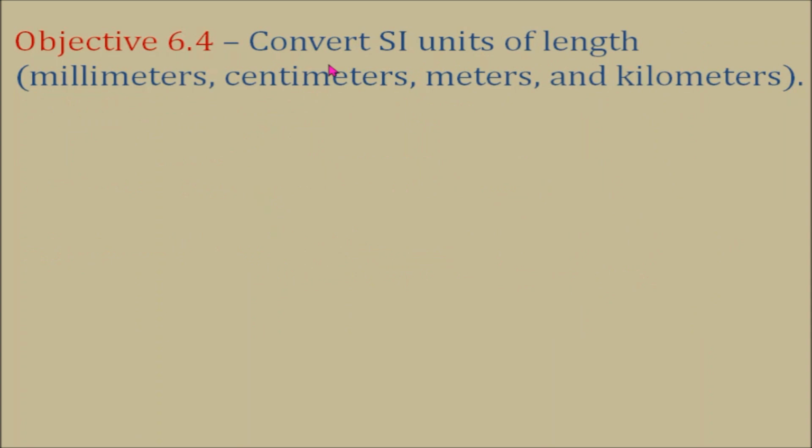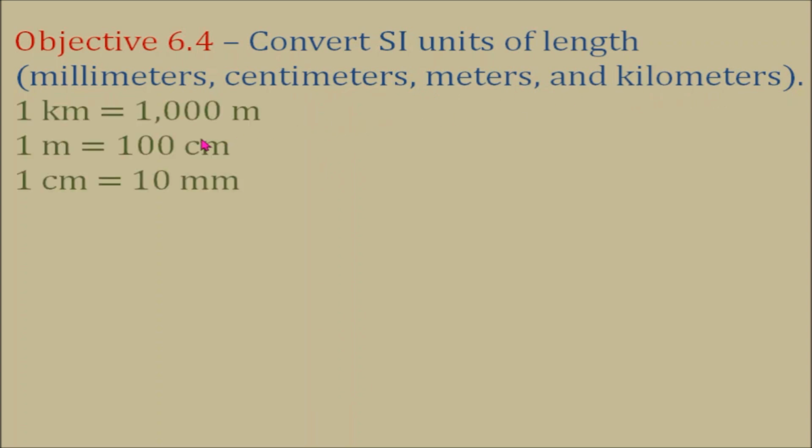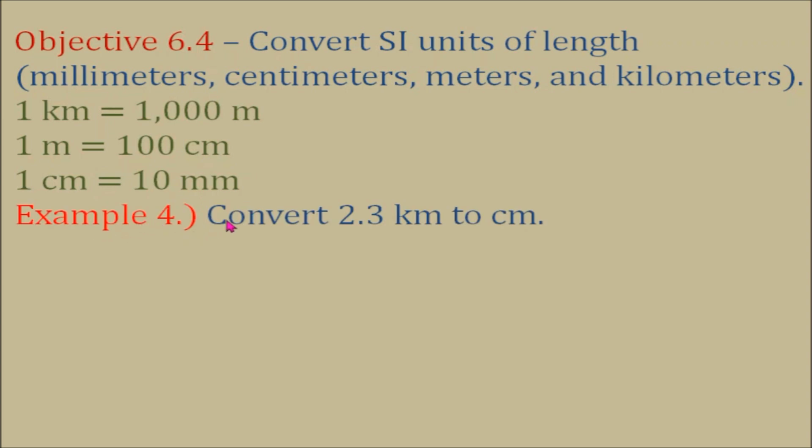Objective number 4. Convert SI units of length: millimeters, centimeters, meters, and kilometers. These are the conversion factors. 1 km equals 1000 m, 1 m equals 100 cm, and 1 cm equals 10 mm. Example number 4. Convert 2.3 km to cm. We don't have a conversion factor that converts km to cm. So what we are going to do here is convert km to m first, then from m to cm.